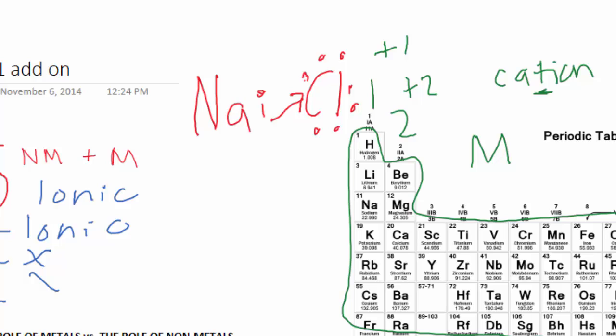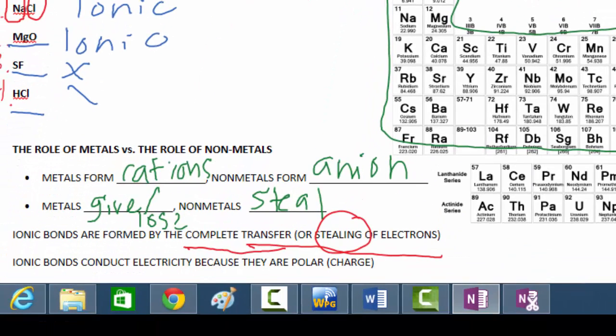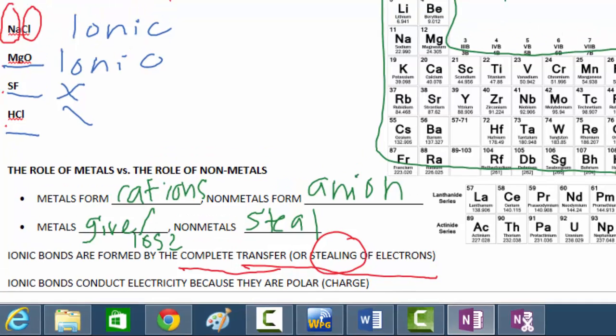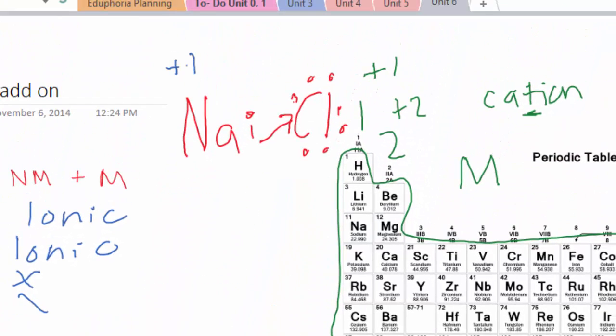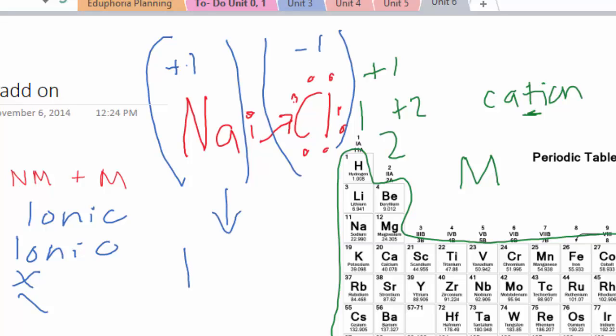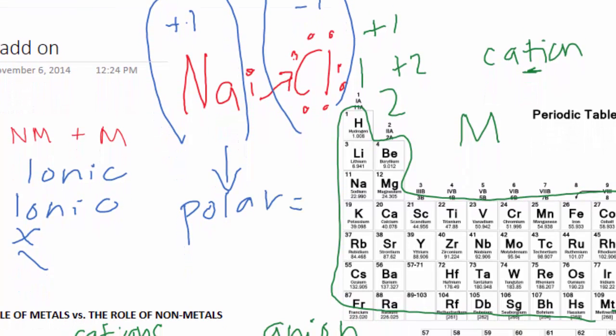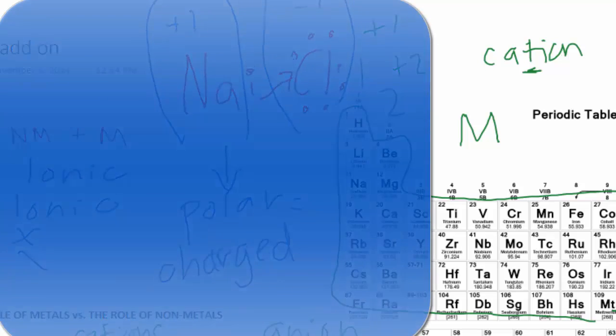So a complete transfer of electrons or stealing of electrons is what happens in an ionic bond because nonmetals steal and metals give away. This creates a charge for both elements. Sodium is now +1 because it gave it away. Chlorine is now -1 because it took it. Since each of these are now charged, we say that this compound is polar. We're going to talk more about this word later, but you'll need to know right now that polar means that something is charged. Okay, so if something has a charge, we say it is polar.